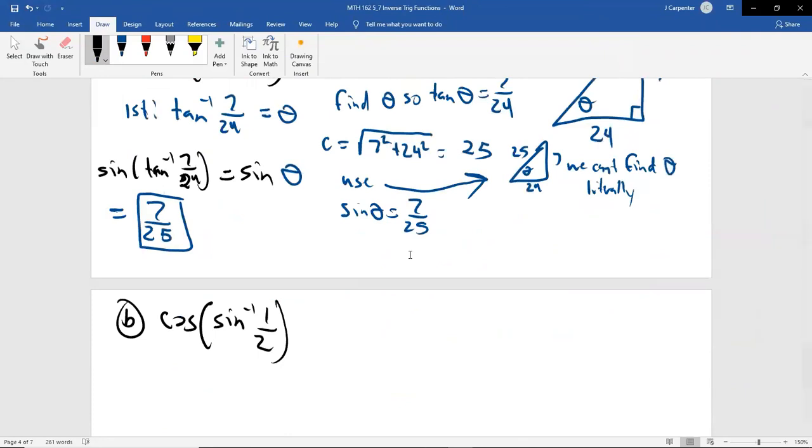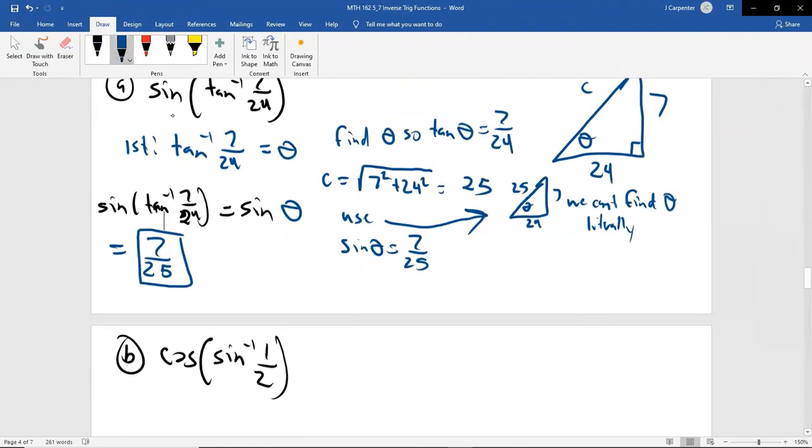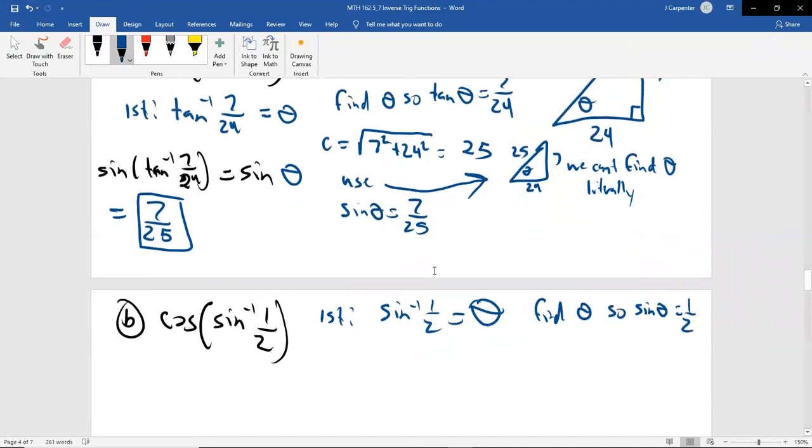Cosine of inverse sine of a half. So the first thing you want to do is you just argue the inside, and the inside's supposed to be an angle. So first, we say that the inverse sine of a half is equal to theta, or x, or whatever letter you like. It doesn't matter. I just like theta. So that means we're finding theta so that the sine of theta is equal to a half. Well, that's a very well-known triangle, but of course we're restricted to the quadrants.